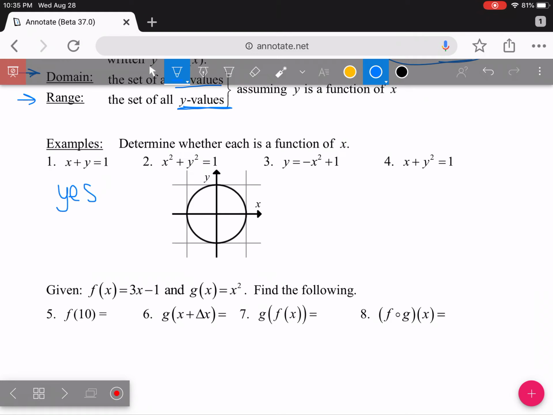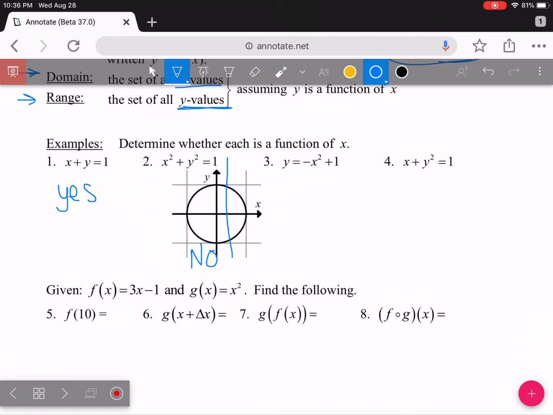Now, if we look at the circle and we try the vertical line test on this circle, we see that the vertical line test fails in lots of points on this circle. But we look at that and say, okay, well, for every x, there's actually 2 y's. So that one is not a function. So we're going to say no.